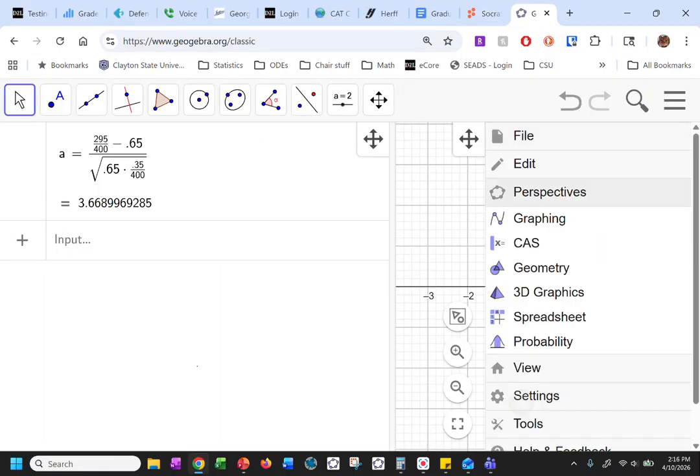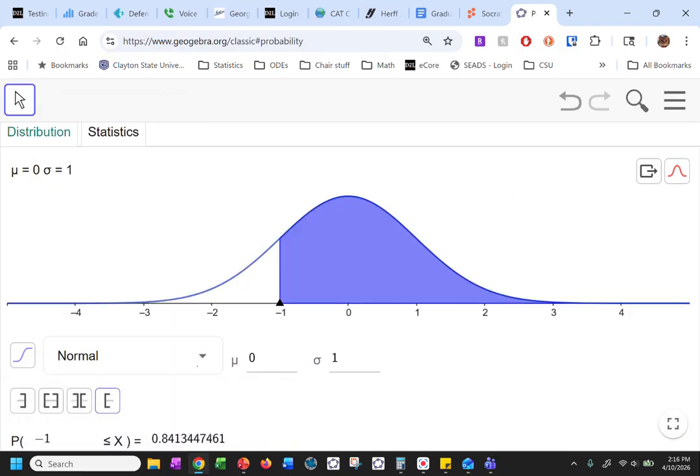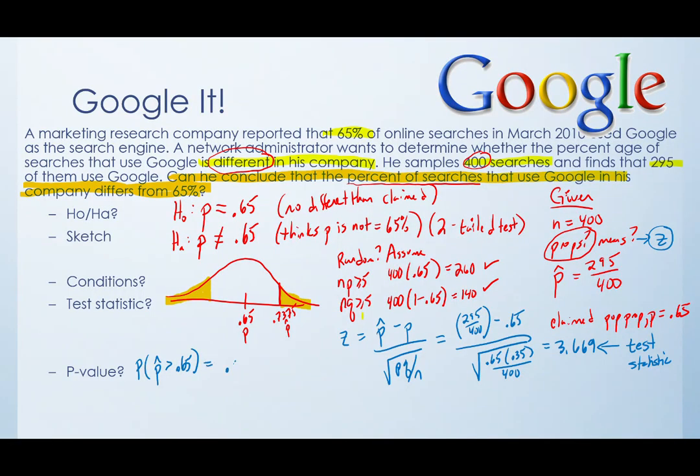I'm going to go over in GeoGebra to the probability calculator, make sure I'm using the normal distribution, and make sure I've got right-tailed selected. I'm going to put in that z-score, 3.669, and our p-value is 0.00012. Pretty darn small, right? But that would be if this is a one-tailed, right-tailed test, but that's not what we have.